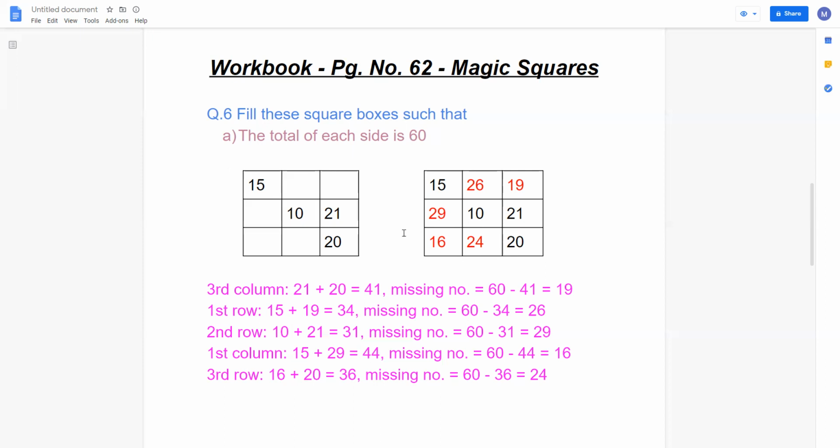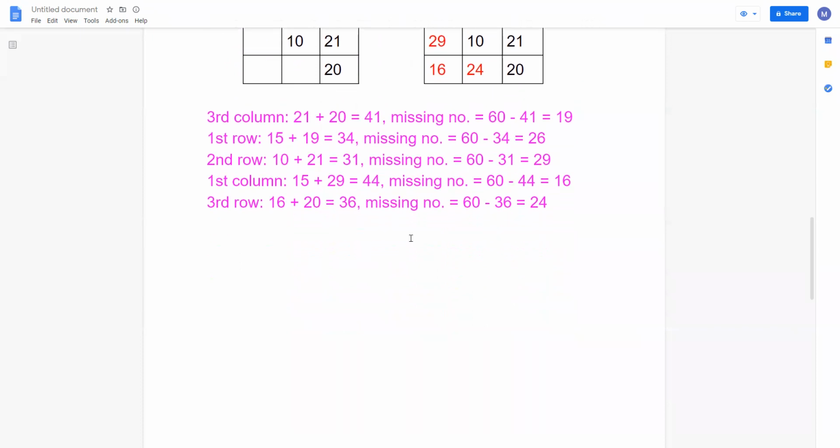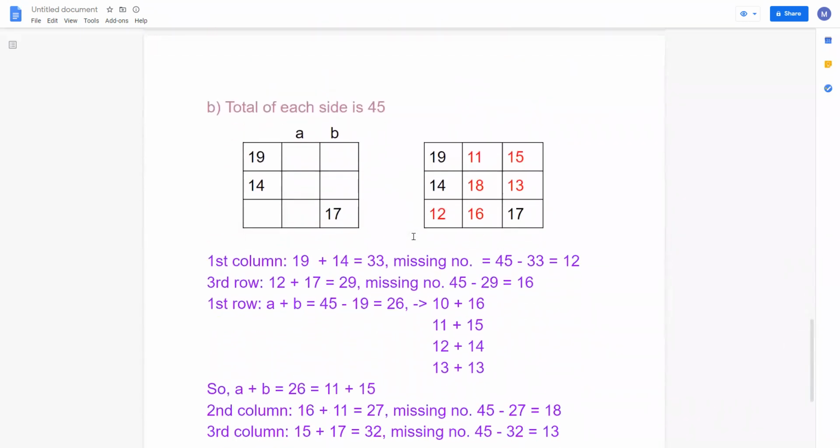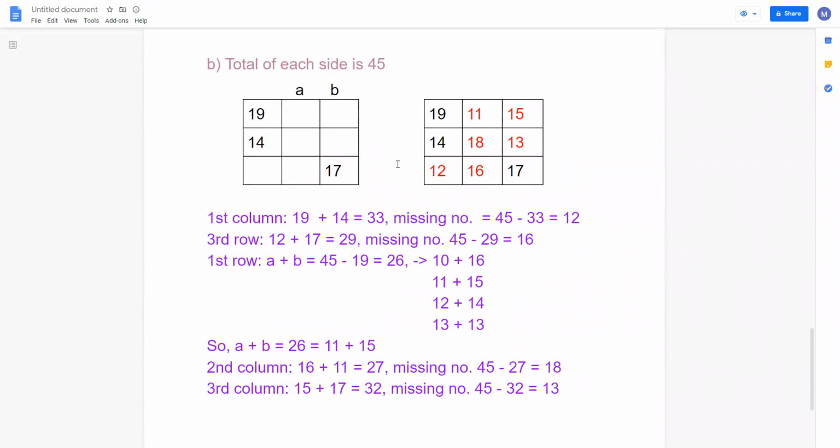This was an easy question. Now the next question is a little different from this one. Second question, you see, the total of each side is 45. And what are the numbers given? Only three numbers are given: 19, 14, and in the last column 17. The remaining six numbers we have to find out. So this is the question.